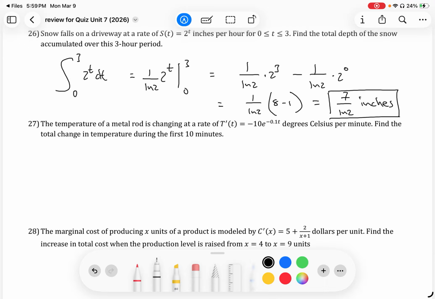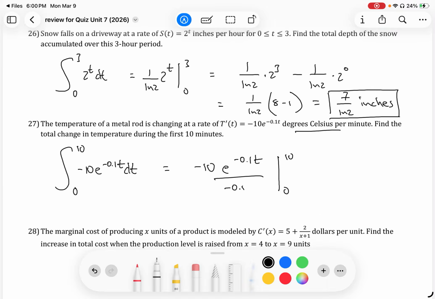Temperature of a metal rod is changing at this rate, in degrees Celsius per minute. Find the total change in temperature during the first 10 minutes. That's going to be the integral from 0 to 10 of negative 10 e to the negative 0.1 t dt. So find the antiderivative, leave the negative 10 out front. The antiderivative of e to a linear function is just e to the linear function divided by the slope of that linear function, evaluated between 0 and 10. Of course, dividing by negative 0.1 is the same as multiplying by negative 10.